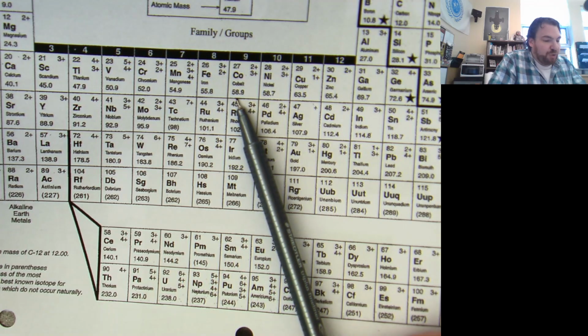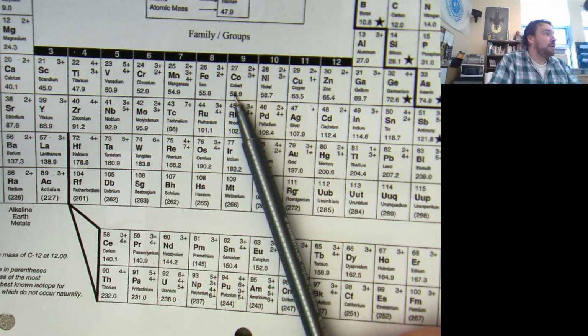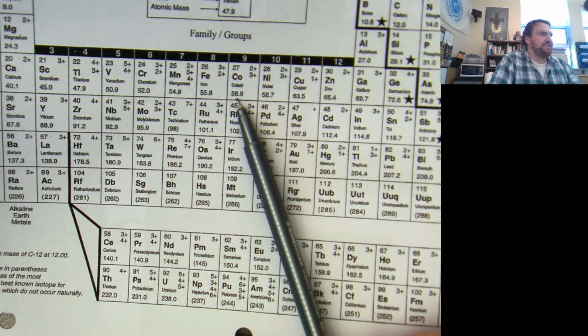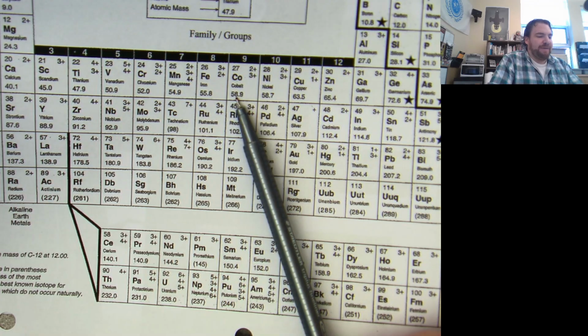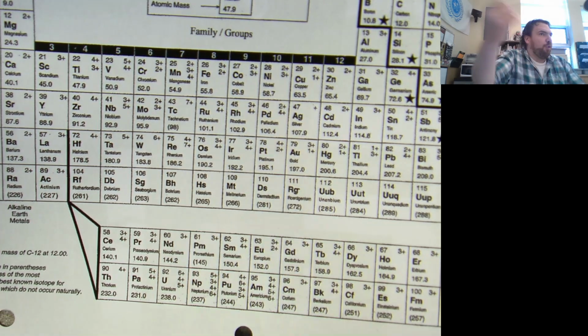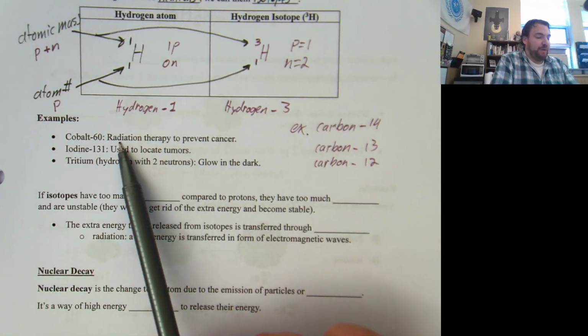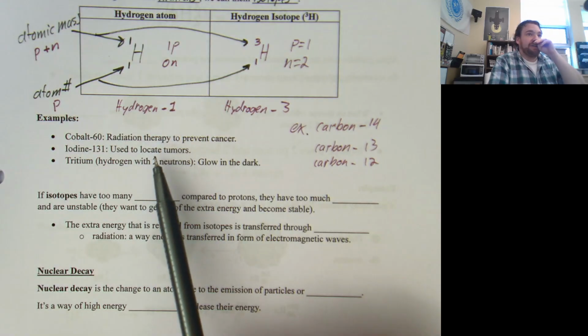There it is. So cobalt, if we go by what I told you to do back in chemistry, we just took the atomic mass and rounded it up. So cobalt will have an atomic mass of 59. Cobalt-60 has one more neutron, and cobalt-60 is the radioactive material that we use in radiation therapy to kill cancer.